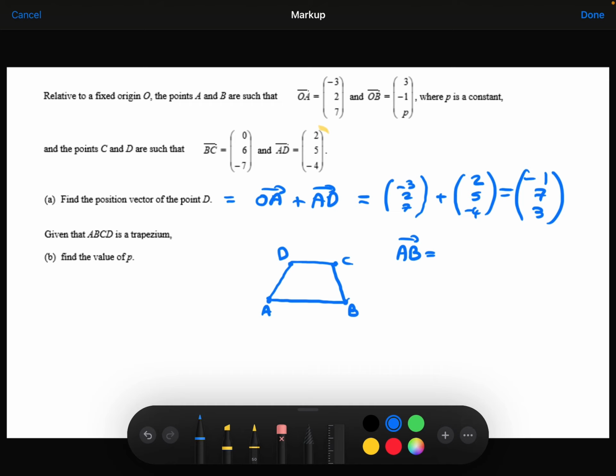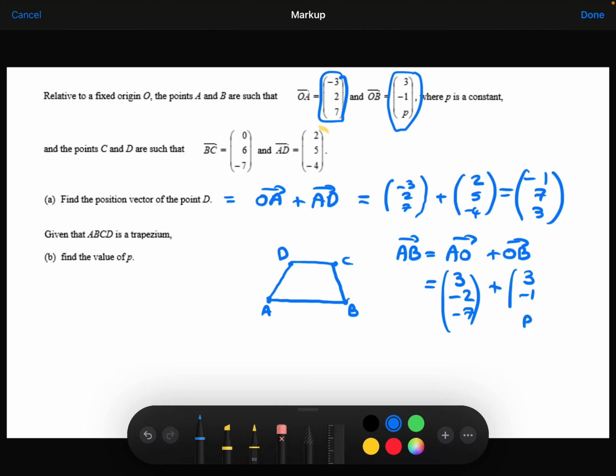So A to B, well, I could go from A to O, the origin, and then from O to B. Now I know what O to A is, so A to O is going to be the negative of that. And I know what O to B is. So adding those together, we get (6, -3, p - 7). So that's the vector A to B.